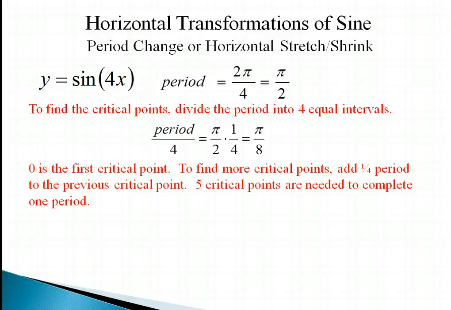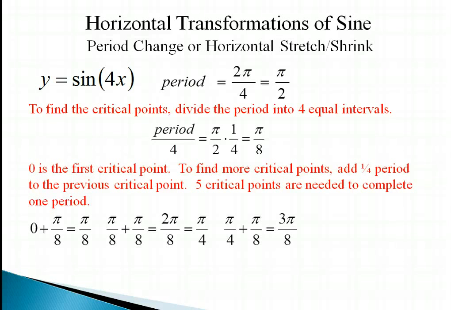Our first critical point's at 0. If you shift your graph left or right, it won't be 0. But as long as you don't have a horizontal shift, your first critical point's going to be at 0. Then all we have to do is take that pi over 8 and continually add it to find more critical points. So 0 plus pi over 8 gives us pi over 8. Another pi over 8 is 2 pi over 8, 3 pi over 8, 4 pi over 8, and we've got 5 of them.